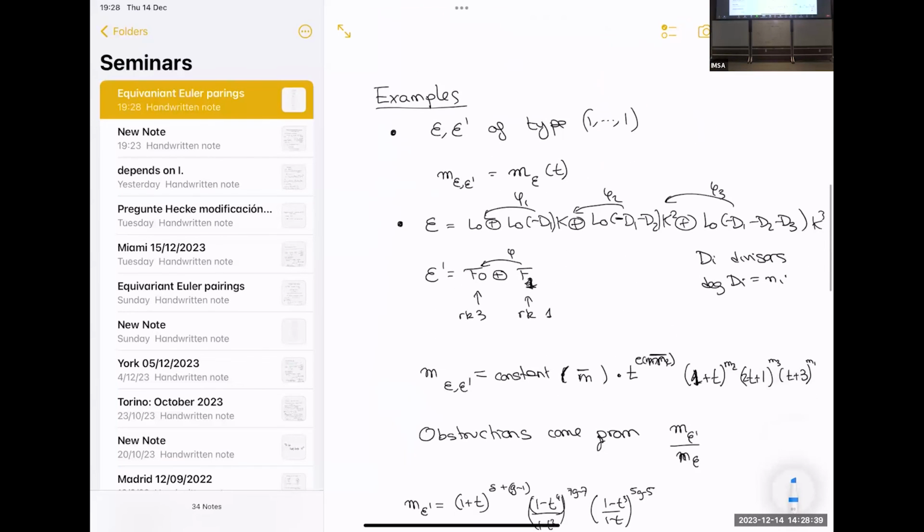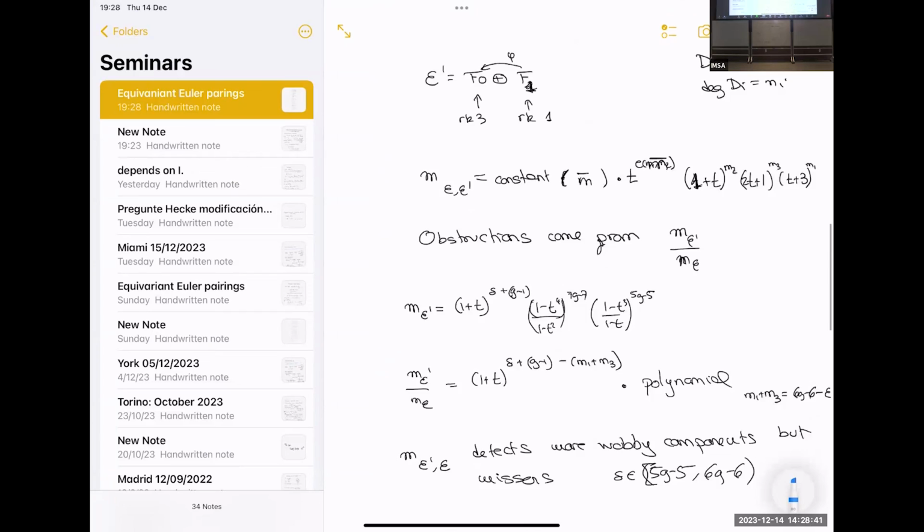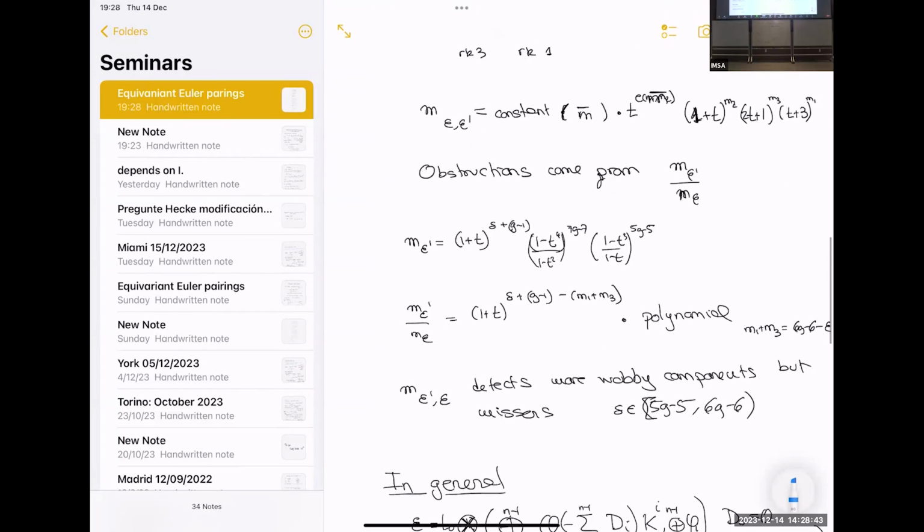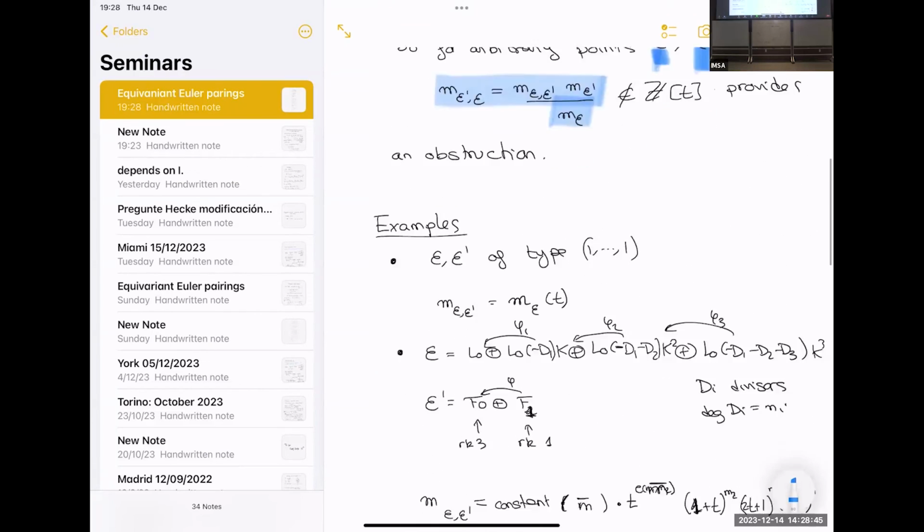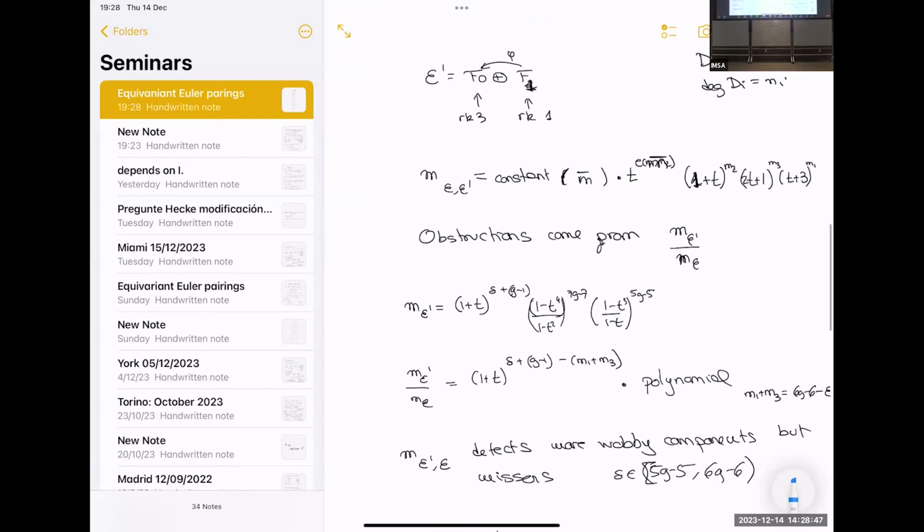Okay, so I have some examples here, but unfortunately this doesn't classify wobbly components either, at least not totally. And this is all I had to say today.